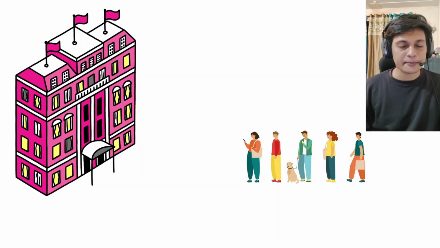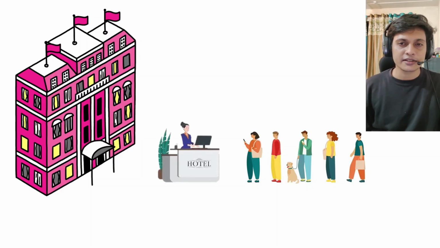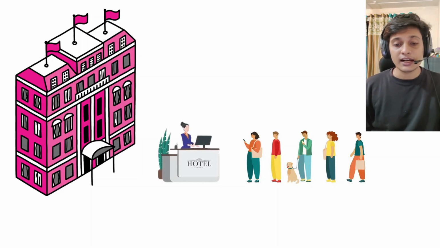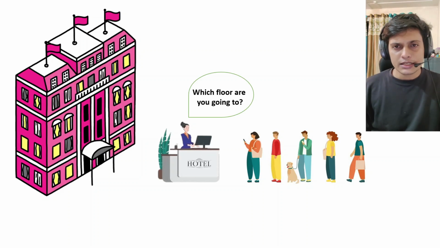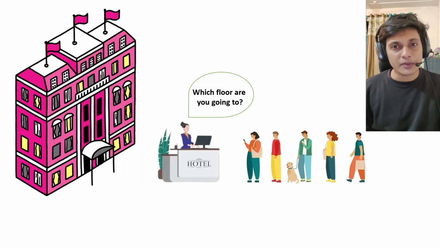Okay, so now the next step. When you enter the hotel, there is a receptionist. The receptionist will ask, which floor are you going to? So she is validating what permissions you have, like where you want to go. Then you will say we want to go for a party, then they will authorize you to go to the top floor where you can have your party.